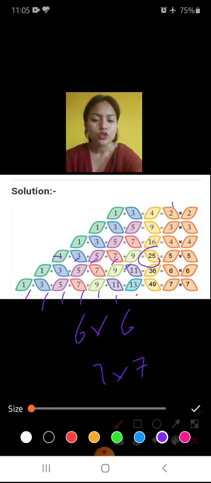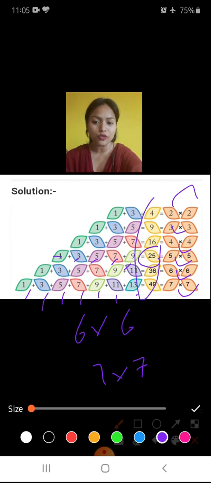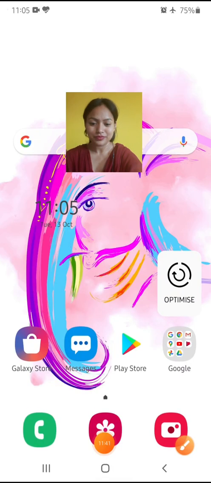You can see 2 multiplied by 2, 3 multiplied by 3, 4 multiplied by 4, 5 multiplied by 5, 6 multiplied by 6, 7 multiplied by 7, they are giving the answer of the sum of all odd numbers. Is it interesting or not? Hope it is. Now let's see the next one.